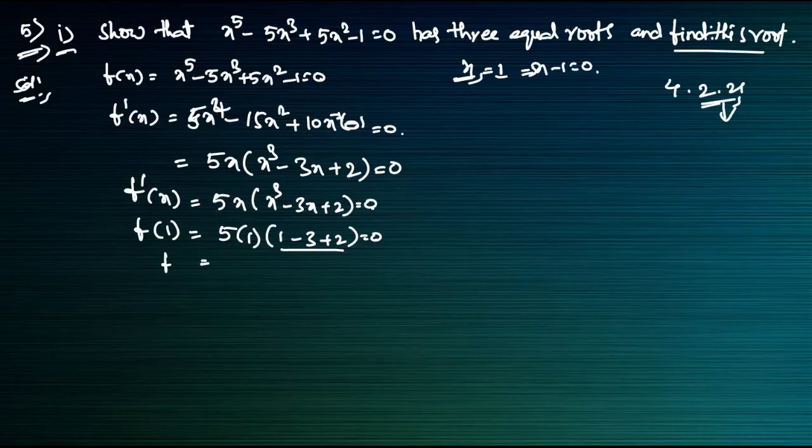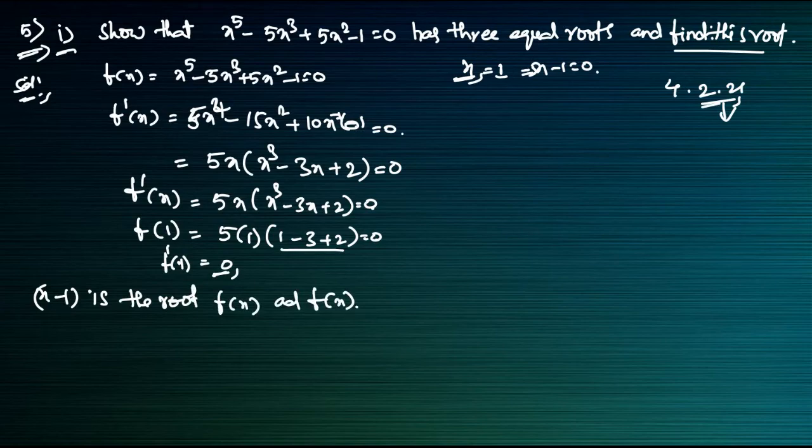So f dash of 1 is equal to 0, and here x minus 1 is the root for f of x and f dash of x we can take, f dash of x also. So f dash of x will come from the f of x only, if I do the derivative of f of x, f dash of x will come. So that root is equal to this first f of x also, f dash of x is a root for the f of x also here. Now I will take 1 as a root, I will do like this.